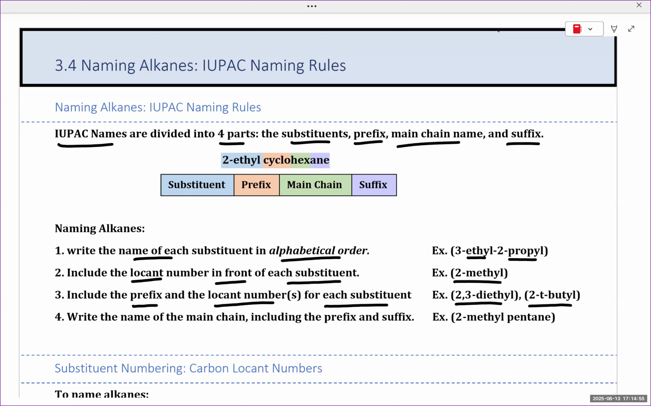You're going to want to make sure when you're writing the full name for the compound that you write the name of the main chain, including the prefix and the suffix. So for example, pentane. The full name, 2-methylpentane. This first part denotes the substituent and its location. The last part denotes what kind of main chain we have and what substituents in terms of functional groups are found on the main chain.